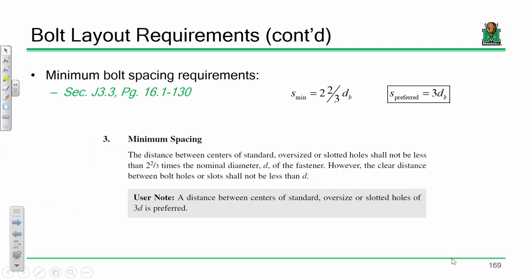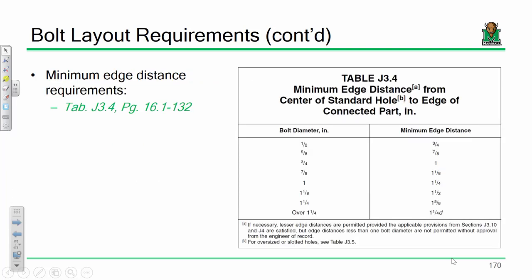But remember, we have a minimum spacing of 2 2/3 times the bolt diameter, or 8/3. It's not 2 plus 2/3. That's a mixed fraction, right? Whatever, from fourth grade, so it's 2 2/3. So 8/3 is the minimum spacing. Preferred spacing is 3 times the bolt diameter. I tend to go off the minimum when I'm using 3/4 inch bolts, because that comes out to be 2 inches. But for bolted connections, a 3-inch grid pattern is very, very common for bolted connection layouts.